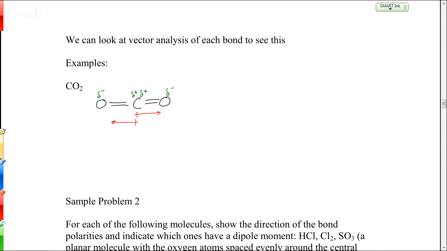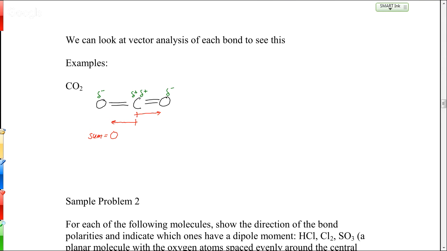What is the sum of those two vectors? It's 0. So if you go a certain amount in this direction, and then you go the same amount in this direction, you're back where you started. So the sum of those two vectors is 0. That means that the carbon dioxide molecule is not polar, has no net dipole moment.